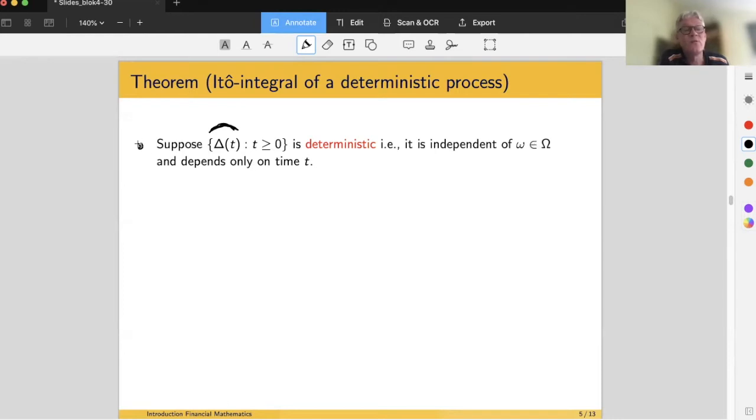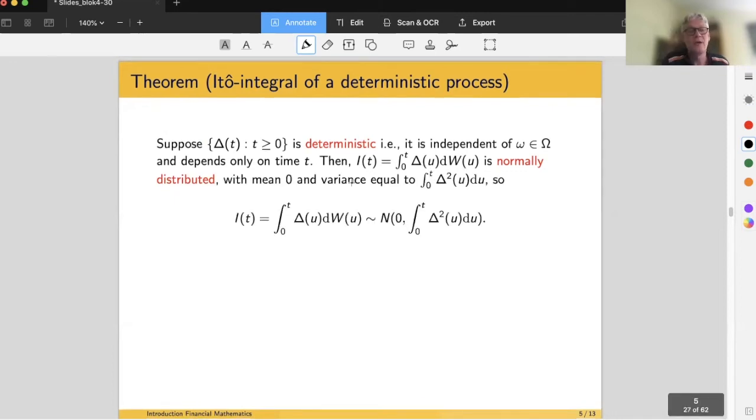So when we are dealing with a process delta t, t greater equal to 0, which is deterministic, we know more. So then we know that that is our theorem. Then the integral from 0 to t of delta u dWu is in fact normally distributed. We can prove, and that is a non-trivial proof which is a little bit involved, so it takes some time of this lecture, that the integral from 0 to t of a deterministic function delta u dWu is normally distributed with mean 0 and with a variance equal to the integral from 0 to t of delta squared u du.